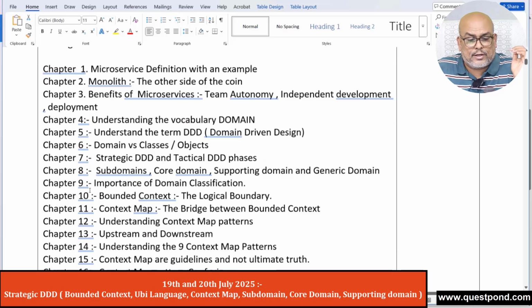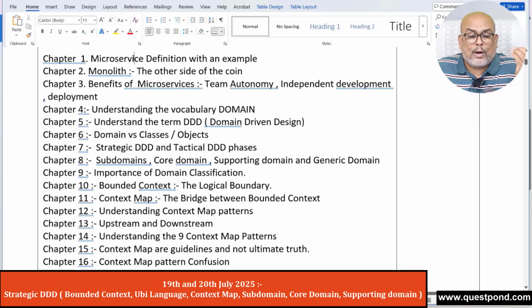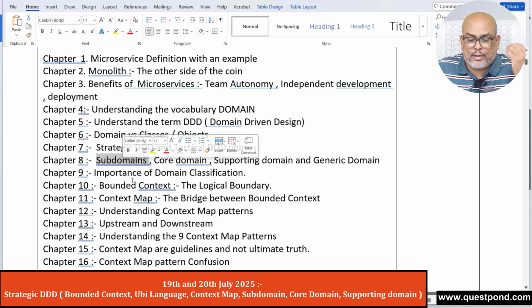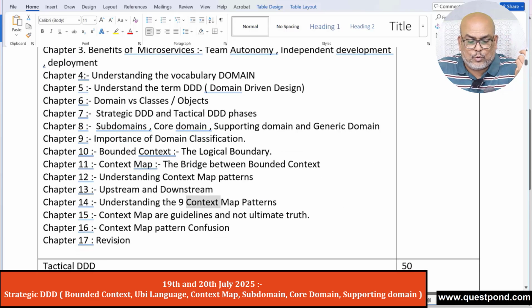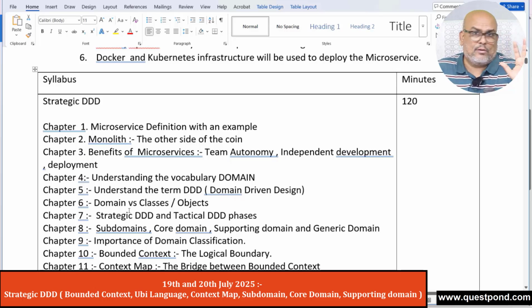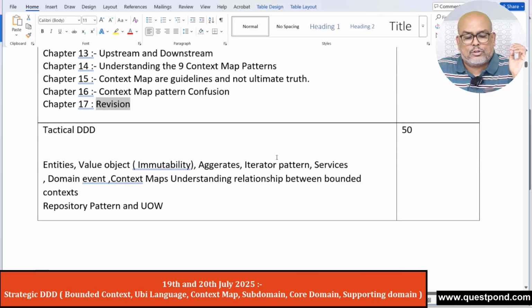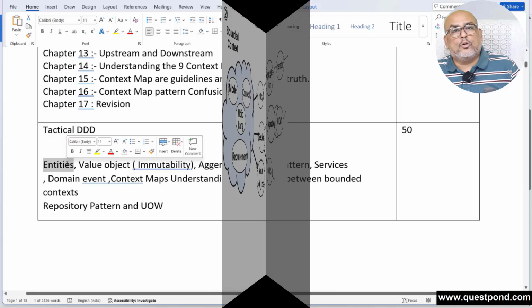So first thing, in strategic DDD, we'll look into why microservices, right? We'll look into monolith, how it is different from microservices. We'll understand domain-driven design, how important it is. We'll talk about the different types of domain: subdomain, core domain, supporting domain, generic domain. Please see the 1 hour video, you'll get an idea, right? Bounded context, context map. There are 9 context map patterns. We'll have a look at that, and we'll do a revision. So this is part one, more of the planning part. Now the second one is tactical, where we have to start writing the code.